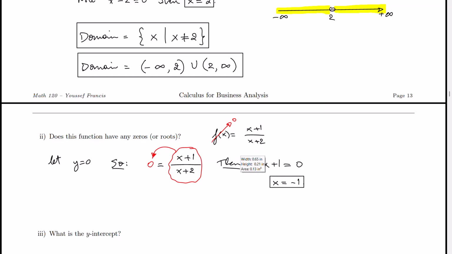So this is known as the zero of the function. We can also say that the x-intercept is the place where x is equal to negative 1 and y is equal to 0.